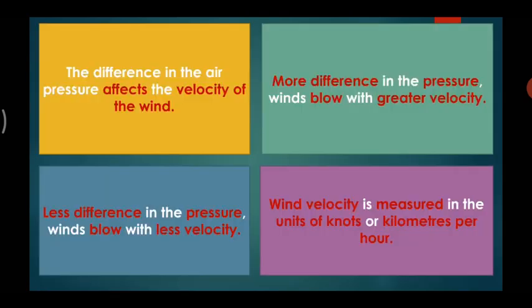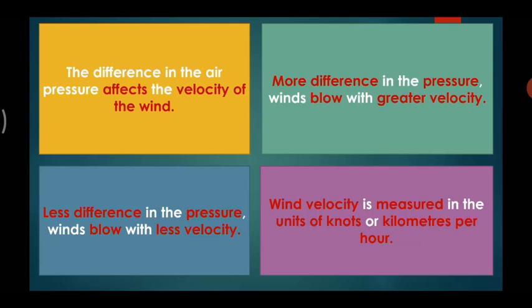Okay. Now, let us see what happens because of the difference in air pressure. Now, because of the difference in air pressure, what does it affect? We'll see that. The velocity was explained to you just now, right? Just now I explained to you what is velocity. It affects the speed. The difference in the air pressure will affect the speed of the winds. That means the velocity of the winds is affected because of the difference in air pressure.